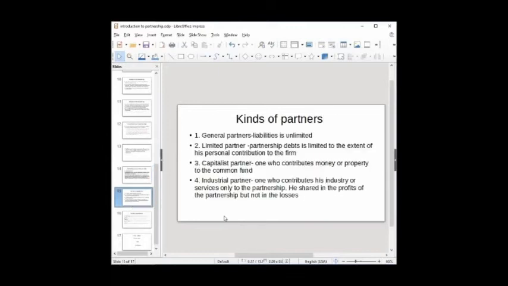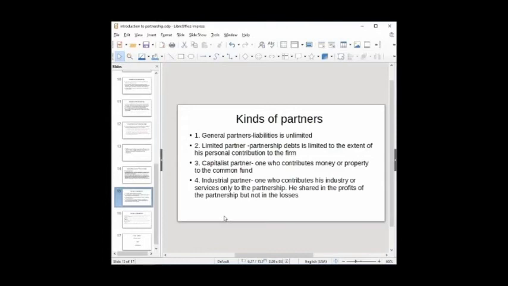Okay, now let's proceed with the kinds of partners. Number 1, we have the general partners. This partner's or these partners' liability is unlimited. For a limited partner, liability for the partnership debts is limited to the extent of his personal contribution to the firm.